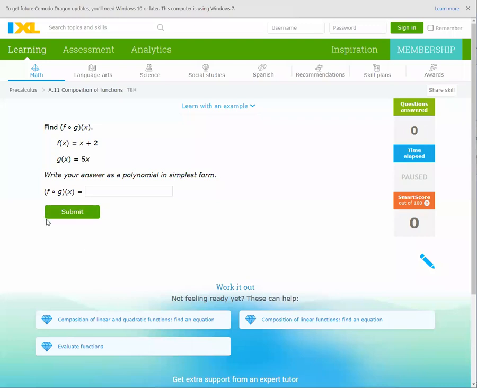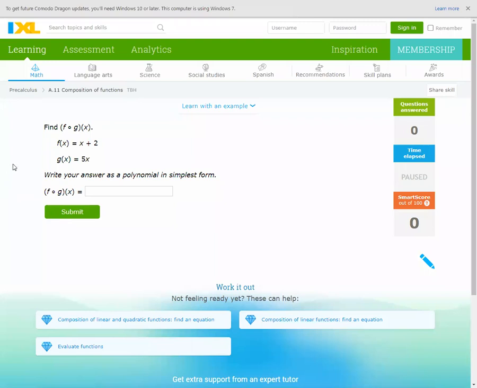Hello, guys. It's a new lesson, pre-calculus, about composition of functions, composition of two functions. Let's start here. We have 10 problems here to practice.